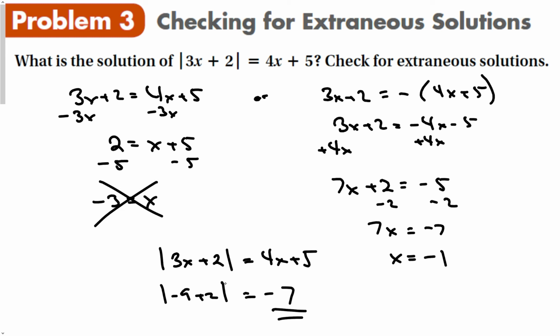Okay. Now, don't just assume that the next one's going to work. Let's check that one as well. So we have the absolute value of negative 3 plus 2 is equal to negative 4 plus 5. So that's the absolute value of negative 1 is equal to positive 1, and that is true.